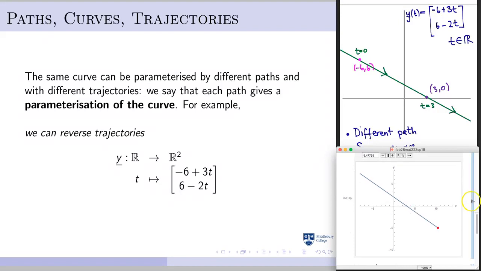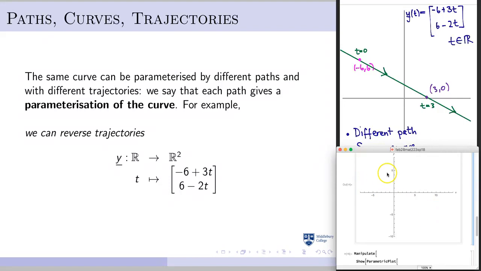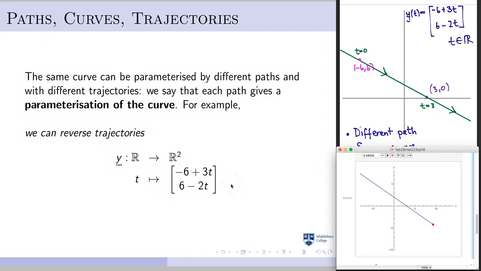Here's the animation for this path. We see that as time is increasing, for different values of t, we're tracing out the curve, but our trajectory is different. We're going in the opposite direction, the reverse direction in this case. Okay, so that's how you could reverse trajectories, and we'll talk more about how you could do this in class.